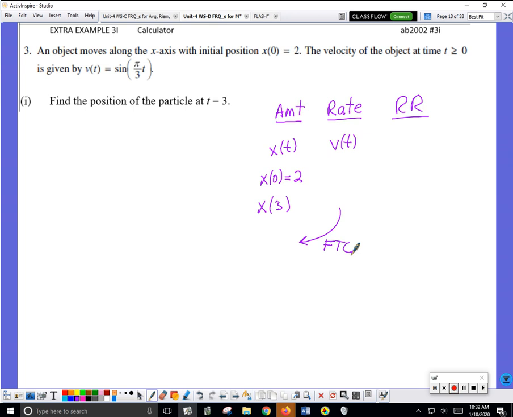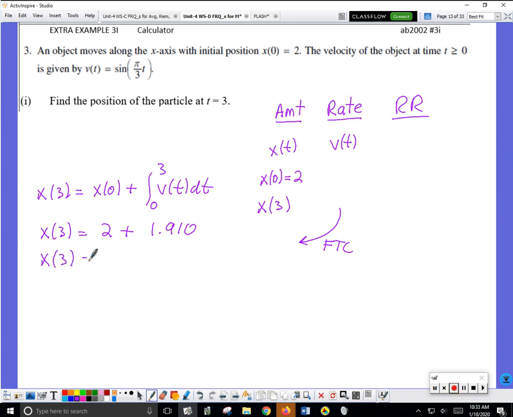You look at the chart and you figure out where am I, where do I need to go? So I've got to go this way, so that's why you should be writing on your paper: the position at time 3 is going to be the position at time 0 plus the integral from 0 to 3 of the velocity. And then you use your calculator to find that. So this is 2, and this integral, Sarah, what'd you get? 1.910. Yeah, that's right. So now she knows the position is 3.910. That's another way the chart will really help you keep from getting stuck or doing the wrong thing.